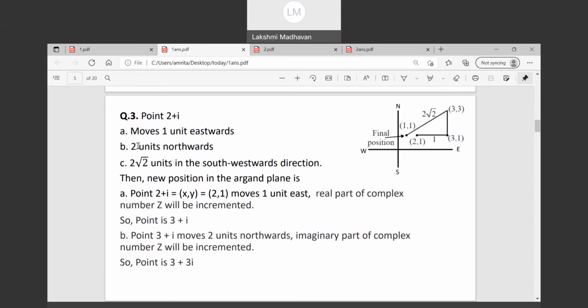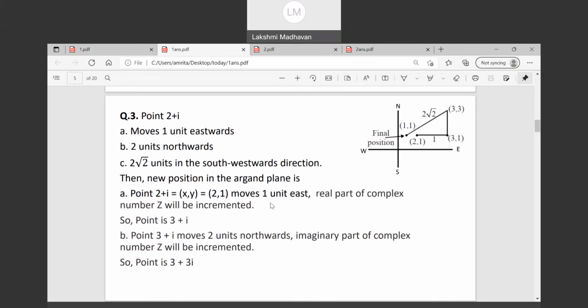Now the next case is after that it moves 2 units northwards. So from this point 3, 1, it is moving 2 units northward. 2 units northward means it's affecting the imaginary part, so 2 units get added to the imaginary part, 1 unit. So this will become 3, 3. That is 3 plus 3i.